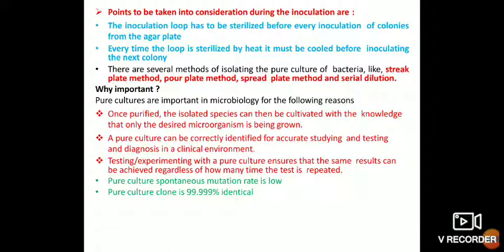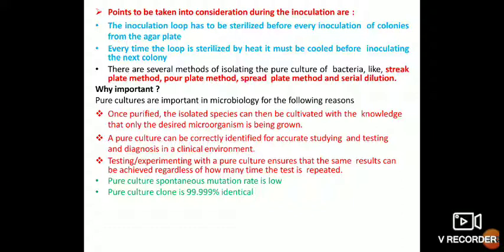A point to take into account is that during inoculation, the inoculation loop has to be sterilized before each inoculation of colonies from the agar plate. Once you have inoculated the culture, you need to sterilize your loop with the help of the flame present inside the lab. Every time, the loop is sterilized by heat and cooled before inoculating the next colony. Once you are streaking or spreading, you need to heat or sterilize your loop or your L-rod.